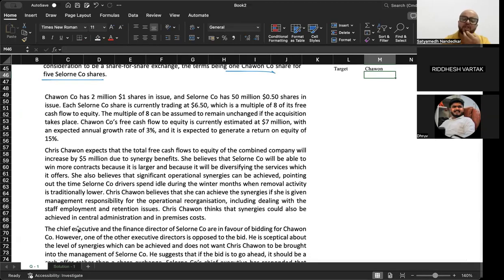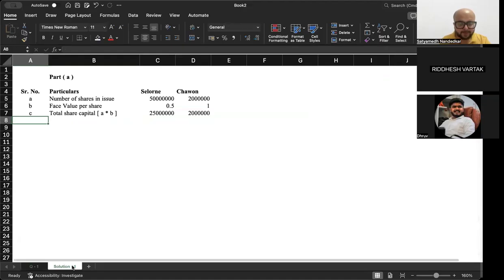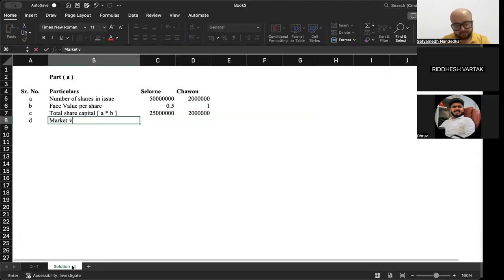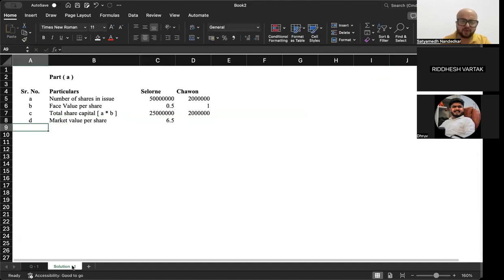Each Selorne company share is currently trading at 6.5, which is a multiple of 8 of its free cash flow to equity. The multiple of 8 can be assumed to remain unchanged if the acquisition takes place. Chavon Company's free cash flow to equity is currently estimated at 7 million with an expected annual growth rate of 3%. Okay, now what is the market value per share of Selorne Company? Market value per share $6.5.